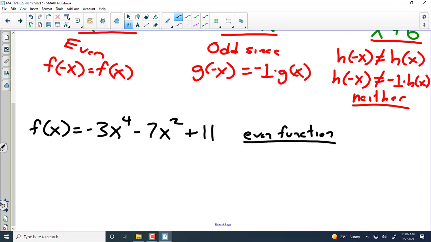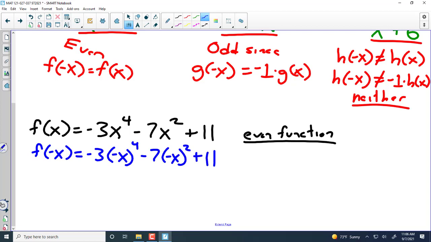And it's an even function because if you plug in the negative x, those even powers kill those negative signs, and we get back to where we started. So that's an even function. Don't let those odd numbers mess with your head, like the negative 3, the negative 7, the 11. This is still an even function. Yeah, question?